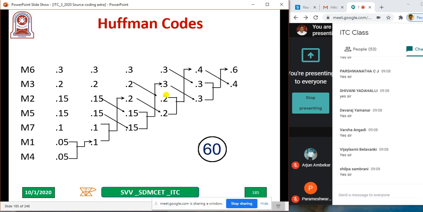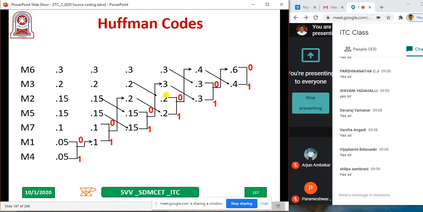Simply assign zeros and ones. Assign 0, assign 1. Continue from right to left. 0, 1, 0, 1, 0, 1 and 0, 1.